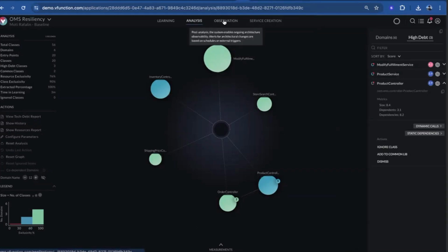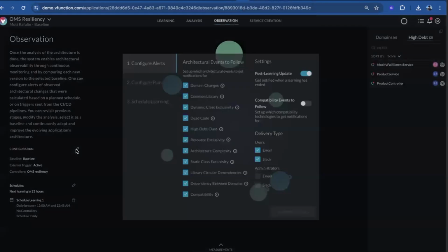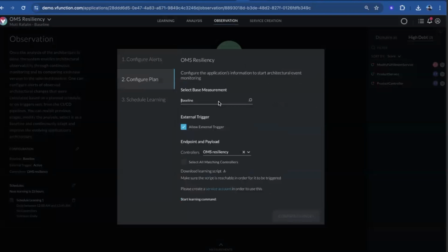Now let's move to configuring the observability cycle for this application. First, we see the list of architectural events that are relevant to a monolithic application that we want to observe, from domain changes to dependency between domains and cloud compatibility. Then we set this architecture as a baseline against which we will measure any drift or changes, as well as set the CI/CD as a trigger to initiate learning, so for each release vFunction will learn the architecture.